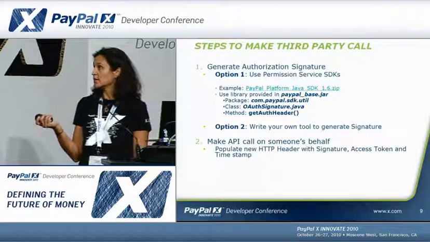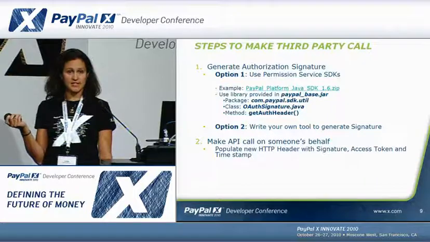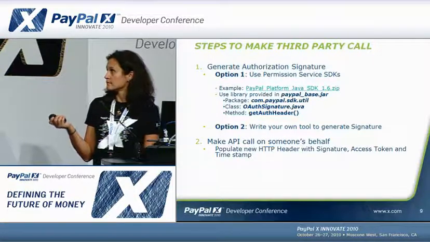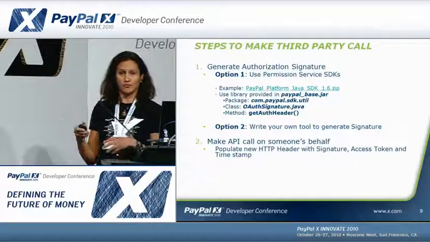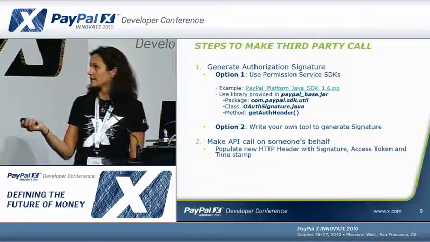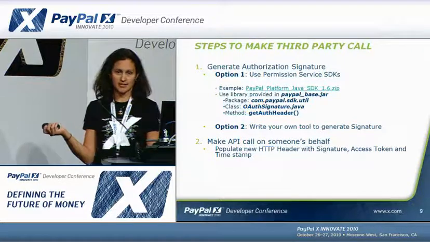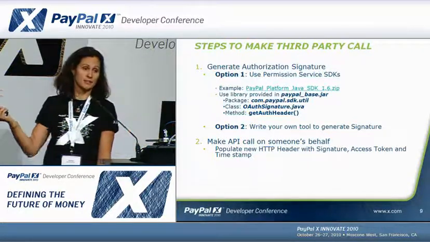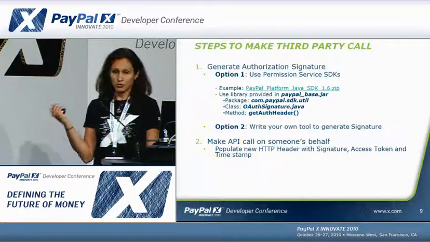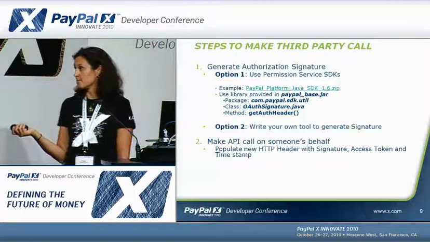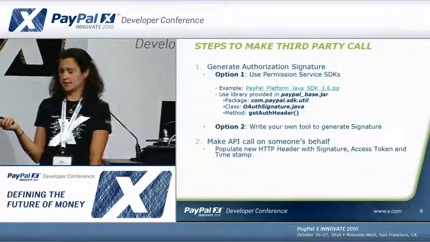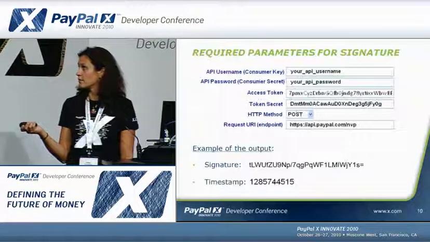You can either use the permission service SDK that's provided on x.com, or if you want to rip it out and not use the full SDK, you can just take the method in the hierarchy that's listed here. That's a Java example, but the SDKs are provided in other languages. Or you can write your own tool for generating the signature. When you make an API call, you populate your HTTP header with that signature. And I'll go into more details.